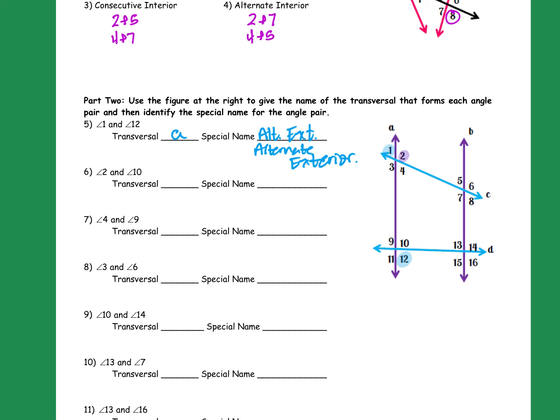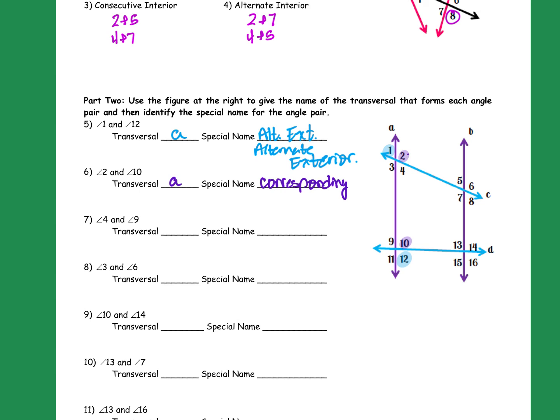Angle 2 and angle 10. So it's the same transversal, right? So it's still transversal A. That would be inside. They are on the same side, right? And they're in the same position. So look, I've got 1 exterior, 1 interior, same side of my transversal. So I'm pretty sure that's going to be corresponding. Okay? Corresponding.